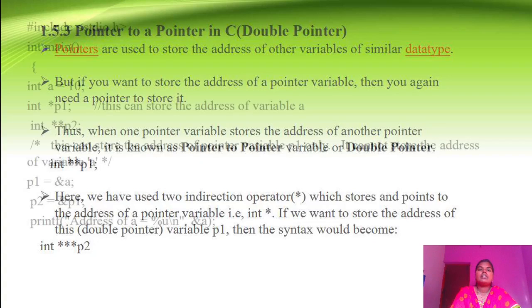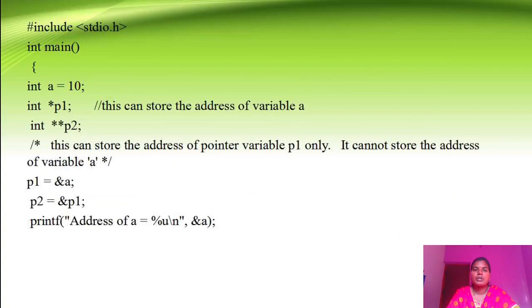Let us see an example of pointer to pointer. Here I have initialized one variable a equal to 10, and I have used 2 pointers, *p1 and pointer to pointer **p2. Initially I will store the address of a, &a, in p1, and the address of p1 in the p2 variable.